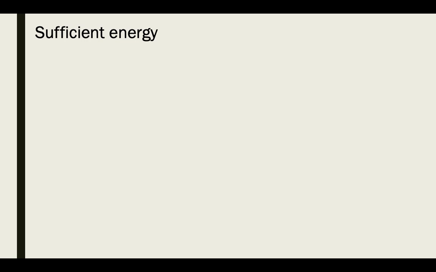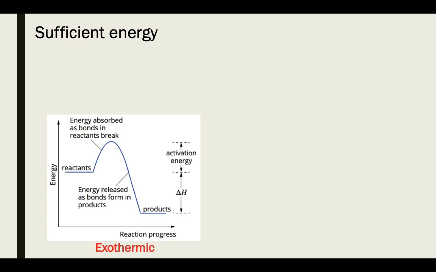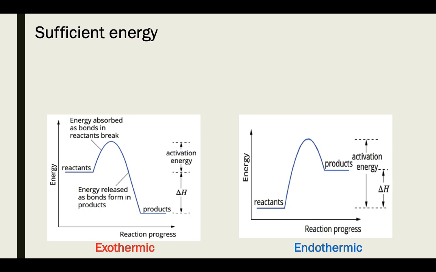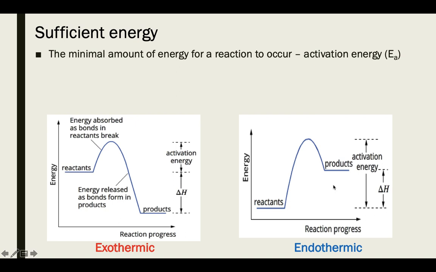Well, energy, that's the second criterion. When we talk about energy, we actually need to come back to revise the energy profile diagram for exothermic and endothermic reactions. Did you see on these two graphs? Both graphs have a little bump here, and those bumps are what we call activation energy.